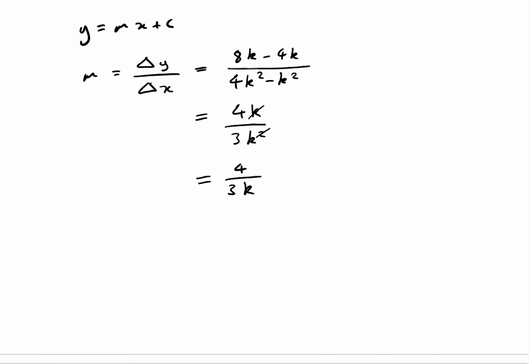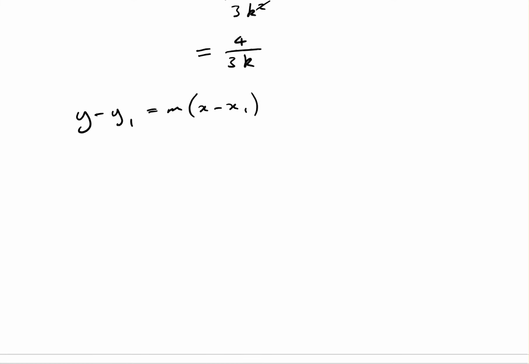Where do we go from now? Well, we use this little formula. We use y minus y1, so we choose a coordinate basically. y minus y1 equals m times x minus x1. You should have seen that in C1. And that really lies at the central part of trying to find the equation of a straight line.